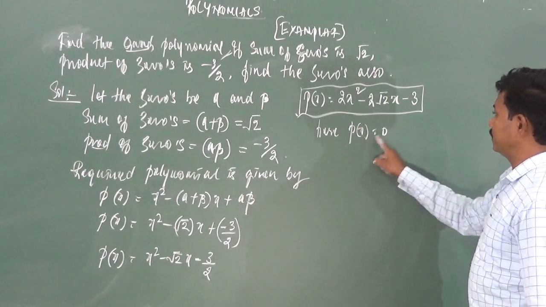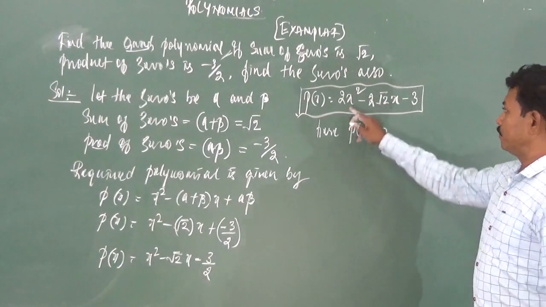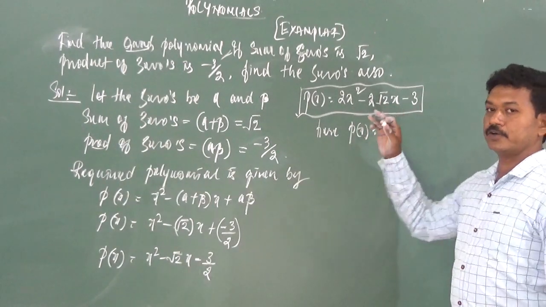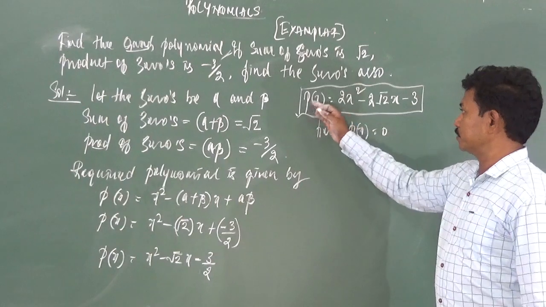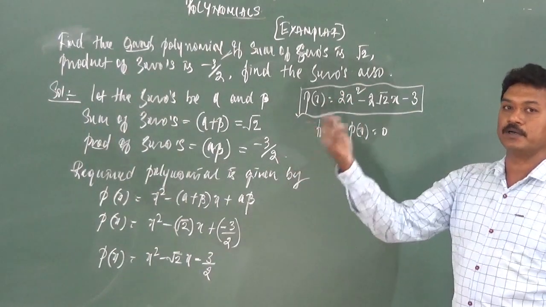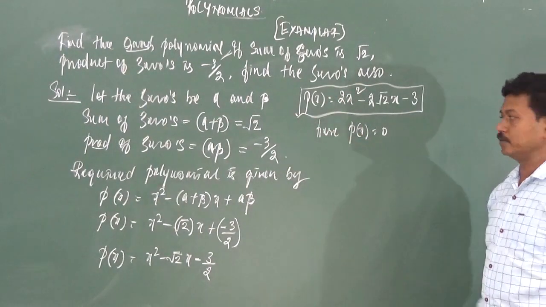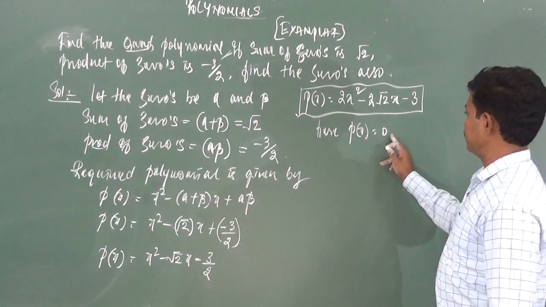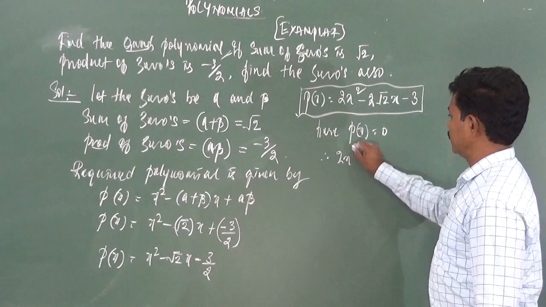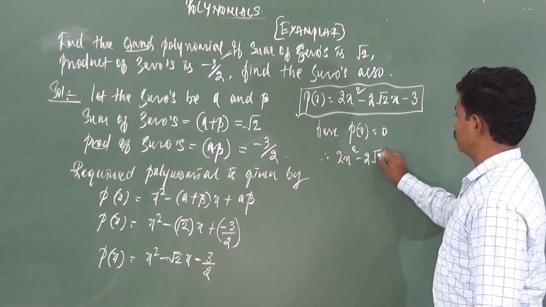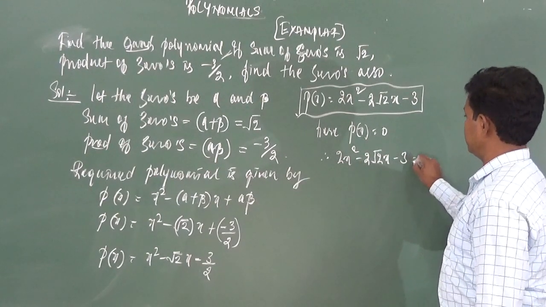You have to equate p of x equal to 0, because for this polynomial p of x you are going to find the zeros. So if you want to find the zeros of p of x, then p of x should be equal to 0. So equate this p of x equal to 0. Therefore 2x square minus 2 root 2x minus 3 is equal to 0.